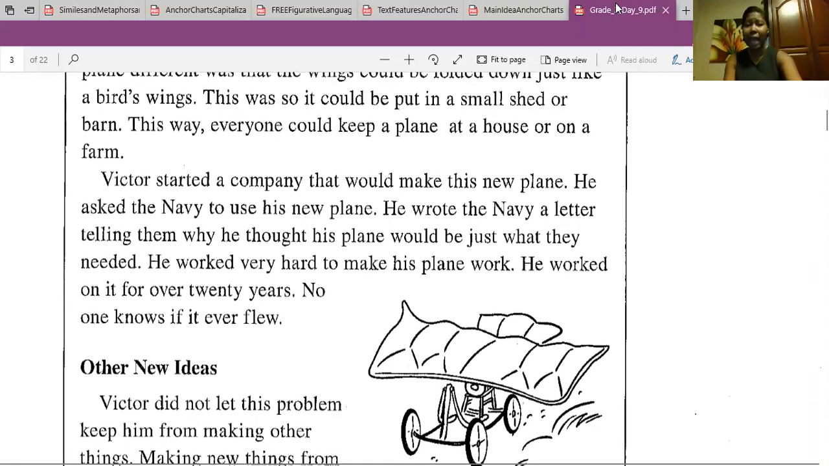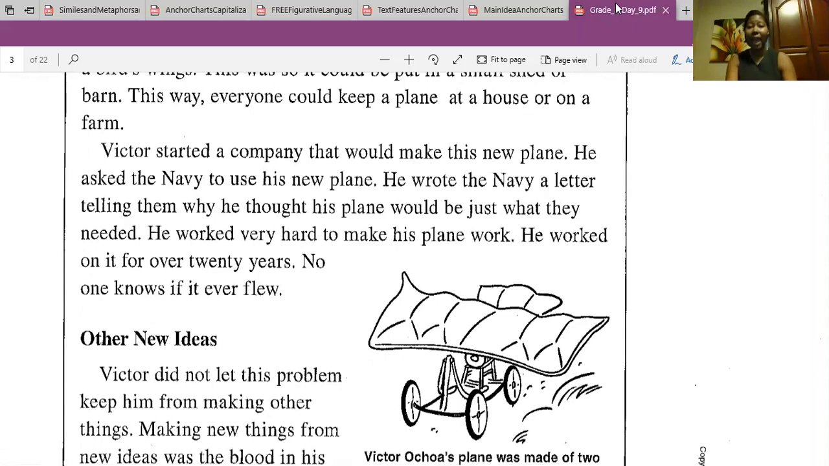I was visualizing it, but because they have this text feature right here, now I don't have to visualize it anymore. I know exactly what it looked like.